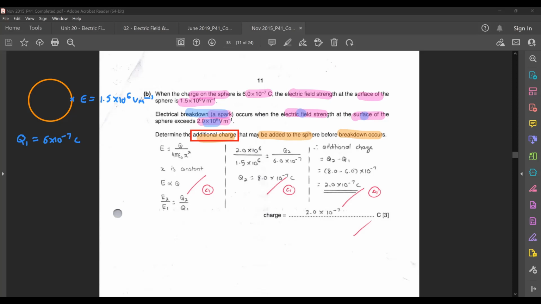So here, your electric field strength, E1 equals 1.5 times 10 power 6 volt per meter. You're trying to increase it to E2 equals 2.0 times 10 power 6 volt per meter, because this is where you have your electrical breakdown occurring. So when you increase your E1 to E2 here, you would obviously have to increase your charge also to some unknown value.